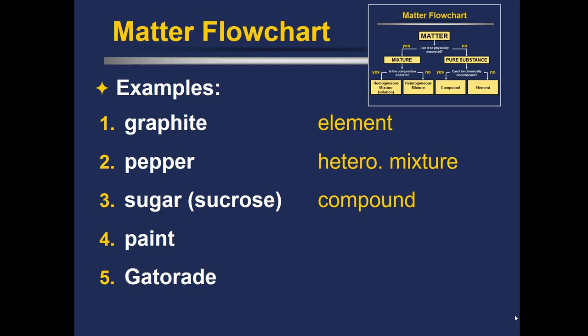And let's look at paint. Paint, if you let it sit long enough, will actually settle out, and after it settles out, you can see those differences. Because of that, we have a heterogeneous mixture. And last but not least, we have Gatorade. When you look at Gatorade, it is a solution. It will not settle out. It is a homogeneous mixture.